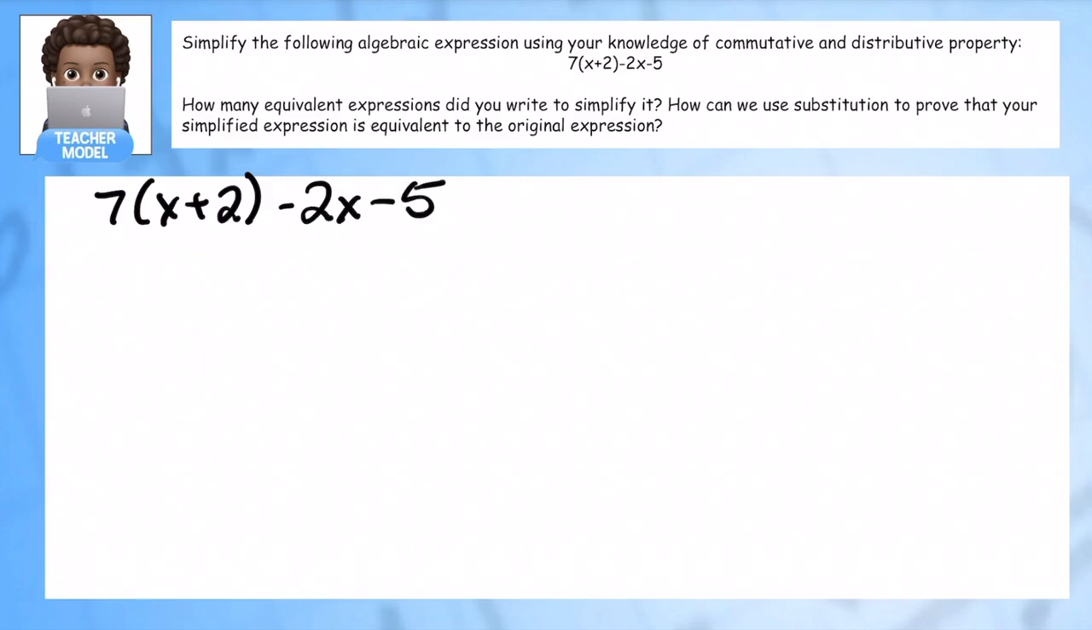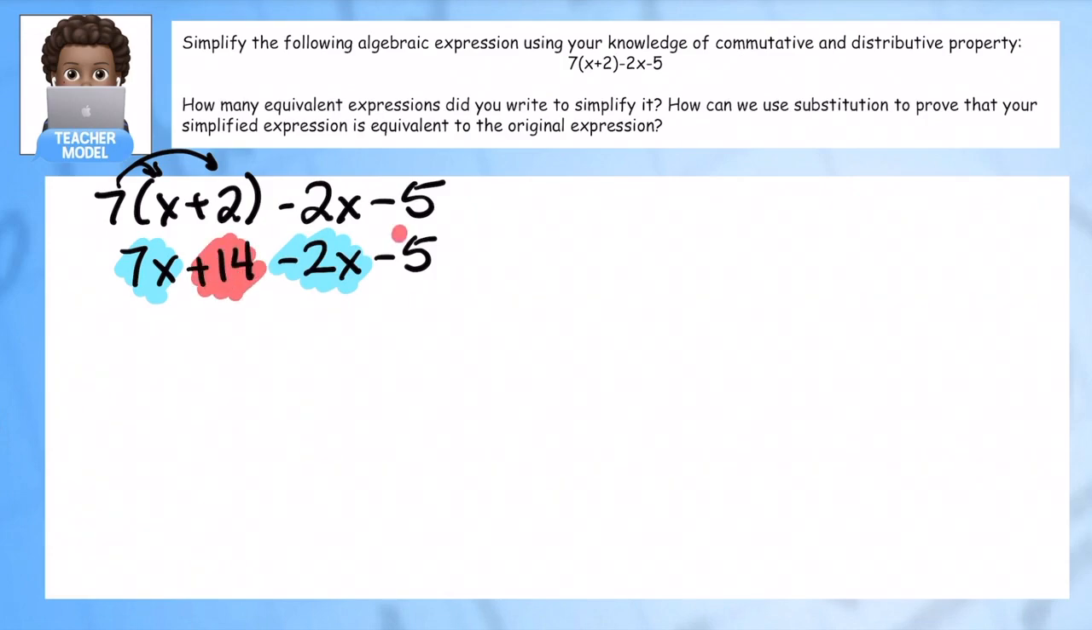And I'm going to use my properties. So my first property I'm going to use is my distributive property. So I have 7x plus 14 minus 2x minus 5. Let's look for those like terms. So here are terms that have an x, and here are my whole numbers. Okay, I'm going to rewrite them so I have my like terms next to each other.